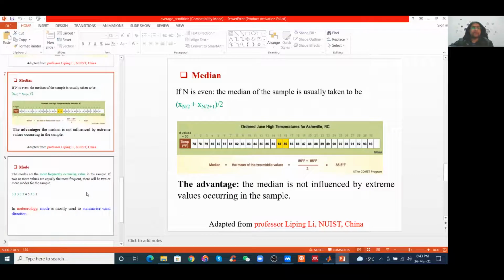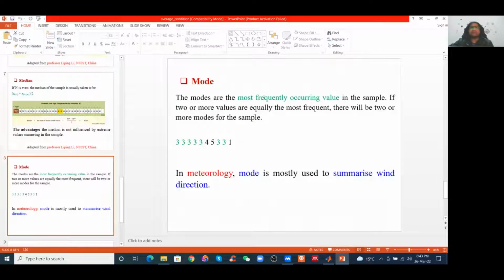Okay. Then what is the mode? Mode is the most frequently occurring value in the sample. So for example, here the mode is 3 because 3 frequently occurs in this sample, right? In meteorology, the mode is mostly used to summarize the wind direction, like from which direction the wind is coming.